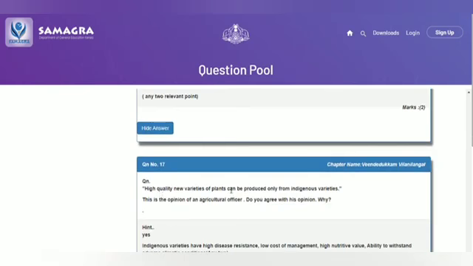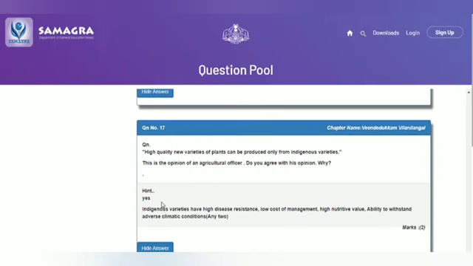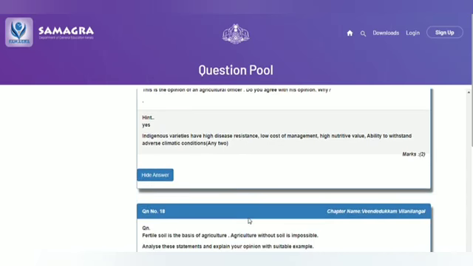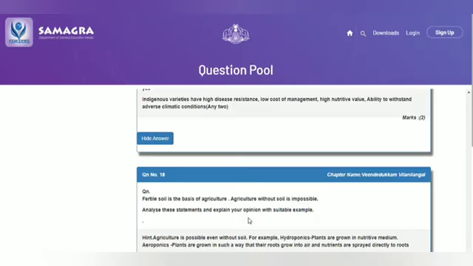High quality new varieties of plants can be produced only from indigenous varieties. This is the opinion of the agriculture officer. Do you agree with this opinion? Why? Yes, we agree with this opinion because indigenous varieties have high disease resistance, low cost of management, high nutritive value, and ability to withstand adverse climatic conditions.